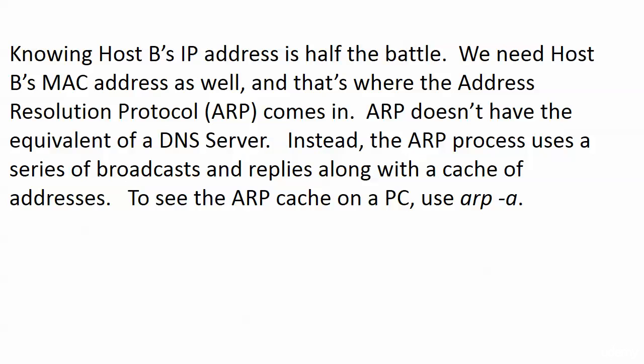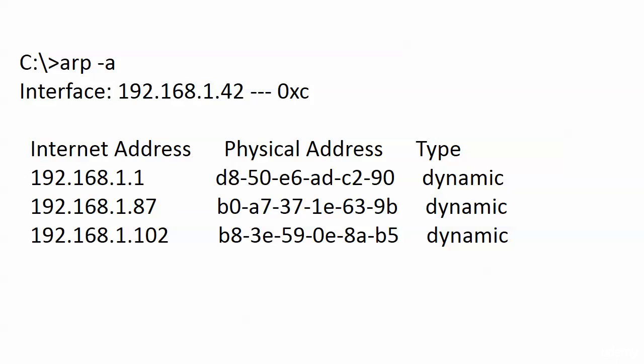And to see the ARP cache on a PC, just use arp -a, however you want to say it. And here's a sample, and this is the one we're going to do a walkthrough with. You see a couple of entries there. There's the IP address. There's the physical address, which is another name for a MAC address, which is another name for a burned-in address, and type dynamic. So these were all learned addresses.